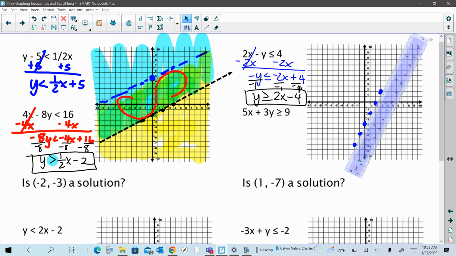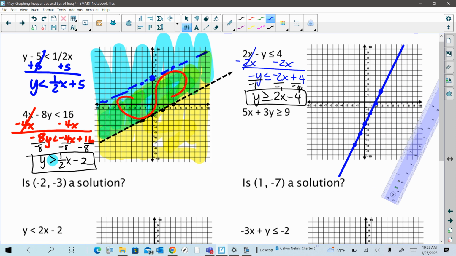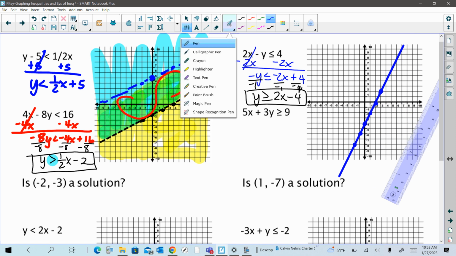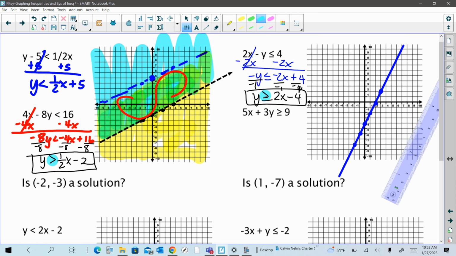All right, we're going to have a solid line. But don't forget your shading. For this inequality, oh, that should have been yellow. Where do we shade here? Above. Greater than is above. So please get shading above this line. You don't have to fill everything in. Just get the region identified.